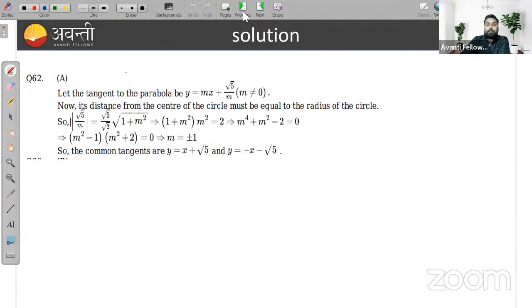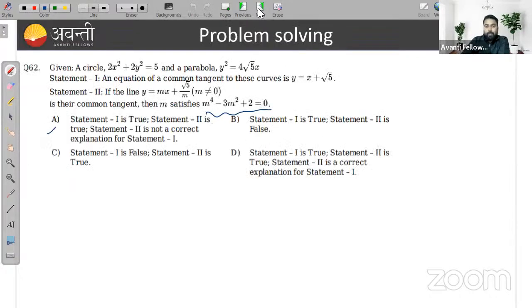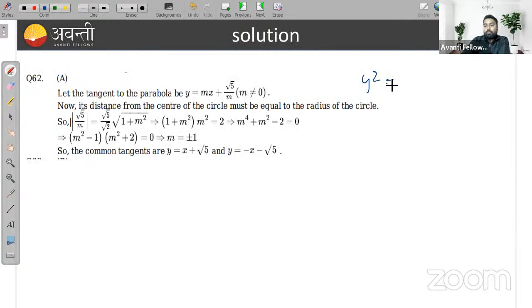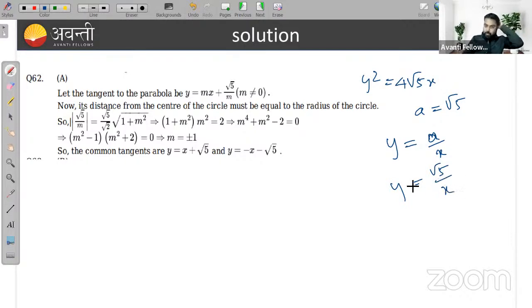We have the equation of the parabola y² = 4√5 x. So here a is √5, and we know the equation of a tangent to a parabola is y = mx + a/m. So the equation becomes y = mx + √5/m. Sorry, I made some mistake.